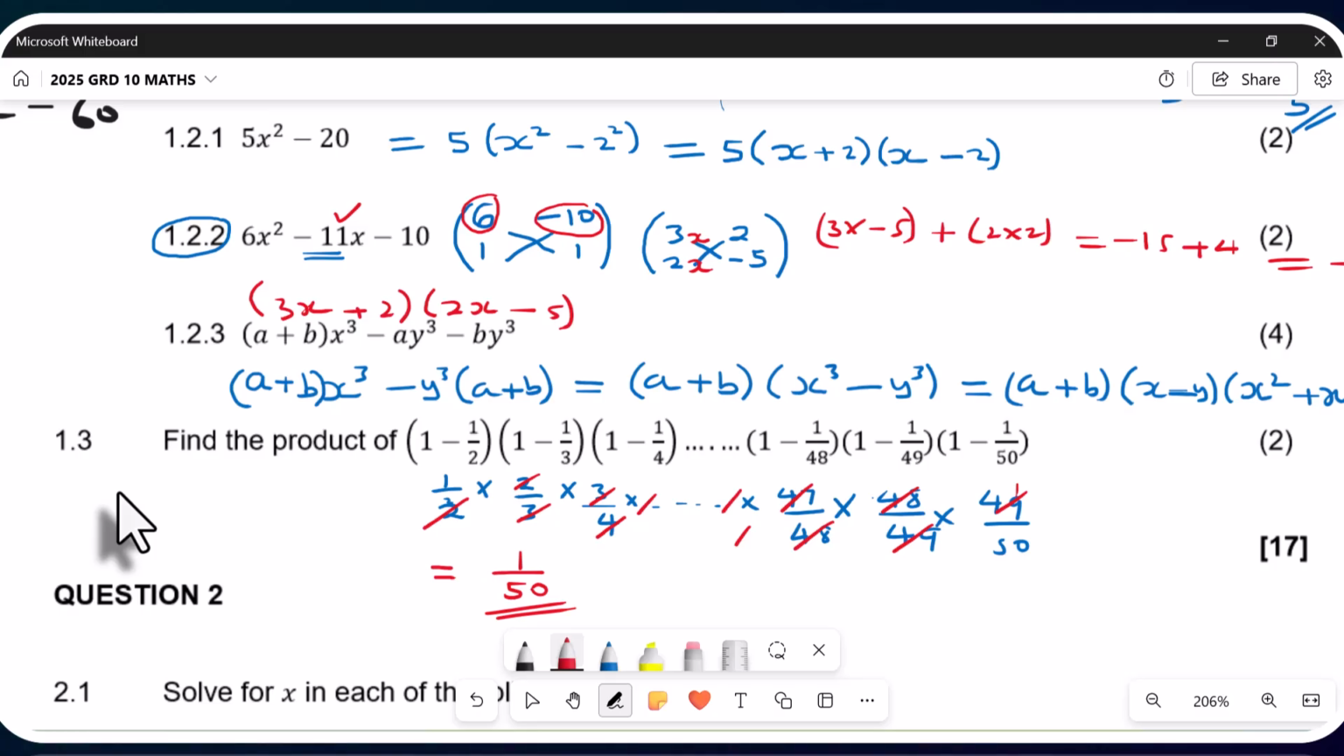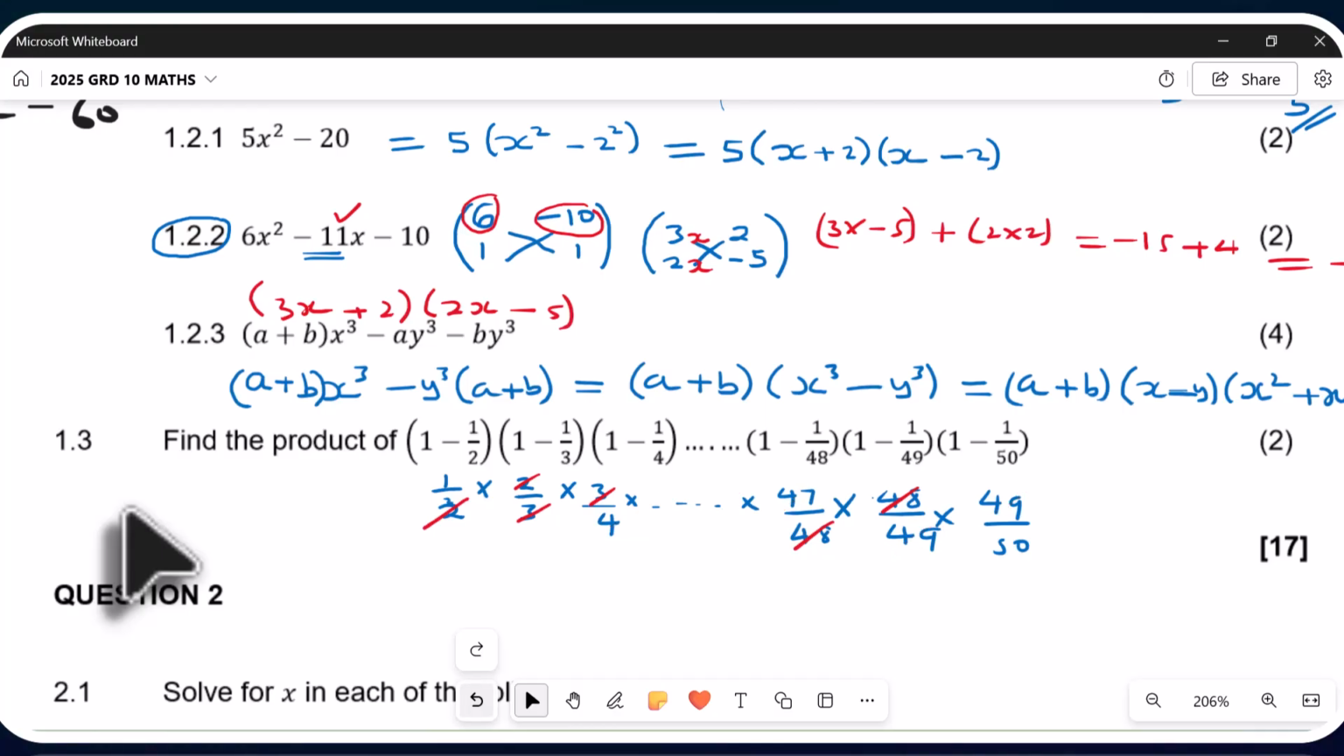So let's continue. Now there comes question 2. Solve for x in the following equation. And these guys are so nice, they don't make the first one very easy for you. What do we do here? Should I open brackets or what?